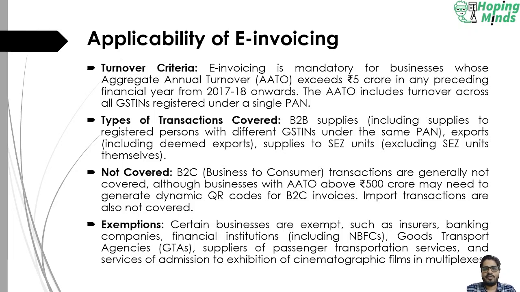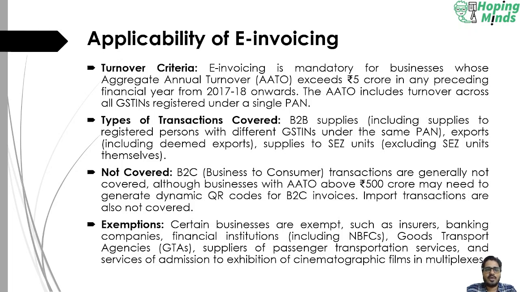Next is the type of transactions covered. So all the B2B, that is business to business supplies, including supplies to a registered person with a different GSTIN under the same PAN. Then exports, including deemed exports, and supplies to special economic zones, excluding the SEZ units themselves. Such transactions are covered under e-invoicing rules.